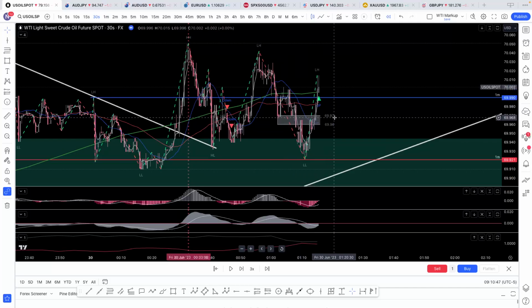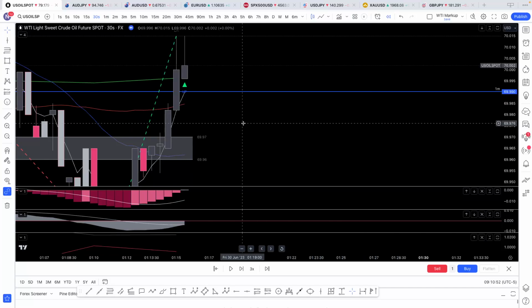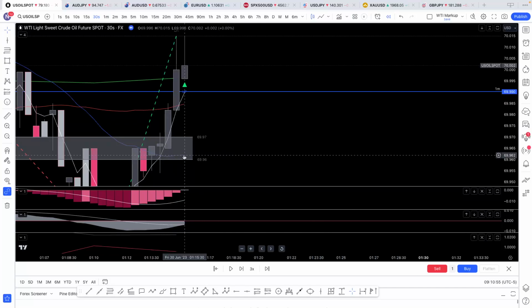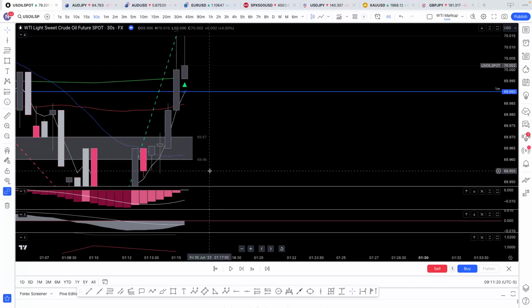All right, so I've got the, okay, my moving averages haven't crossed up yet. This is still bearish. This is buying, currently buying with bearish momentum. Whoa, it's got the bull right there. Okay.